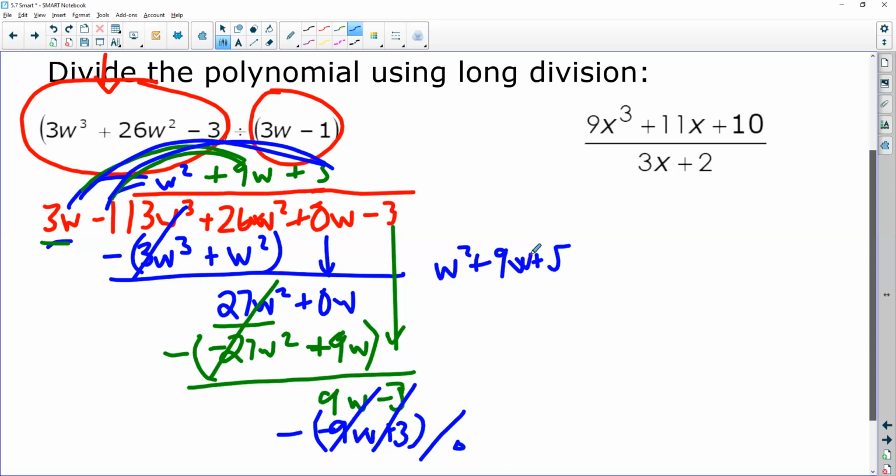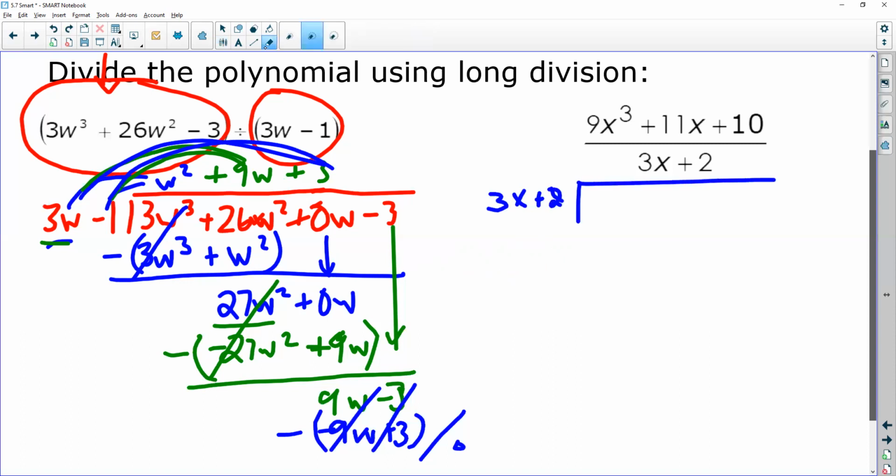Okay, so let's try the next one. Erase that. Look at the next one and find what's missing. What's missing in the numerator? I have cubed, a regular x, and a 10. So I'm actually missing squared. 3x plus 2 on the outside. On the inside, I need to write that a little lower.